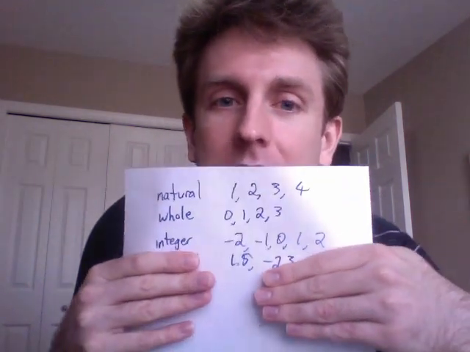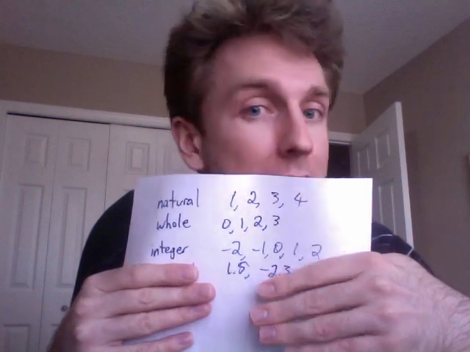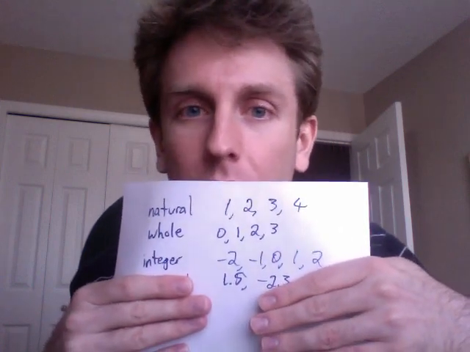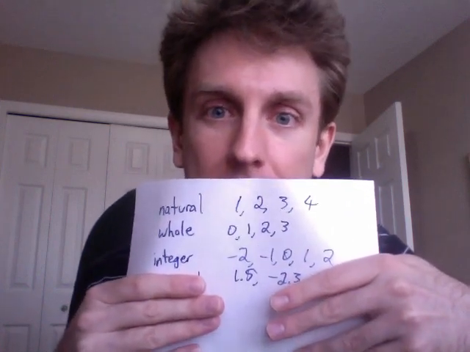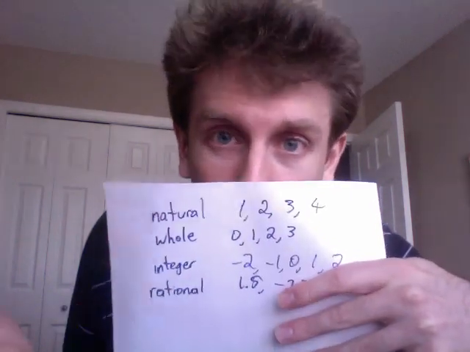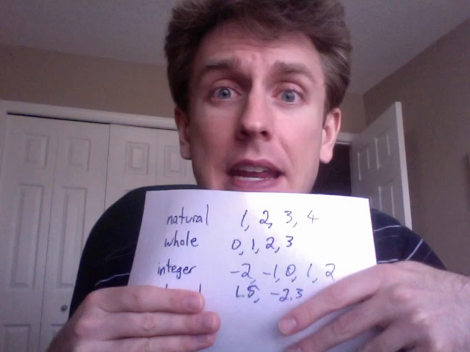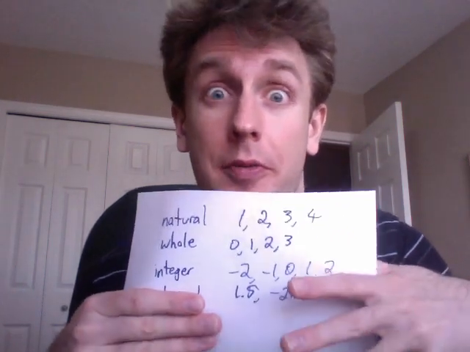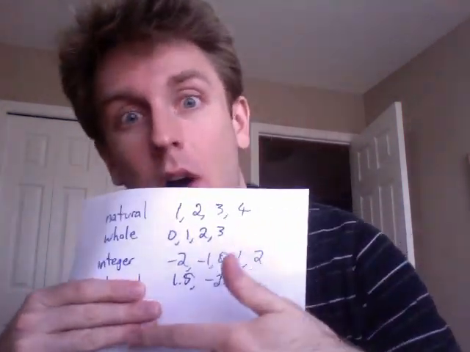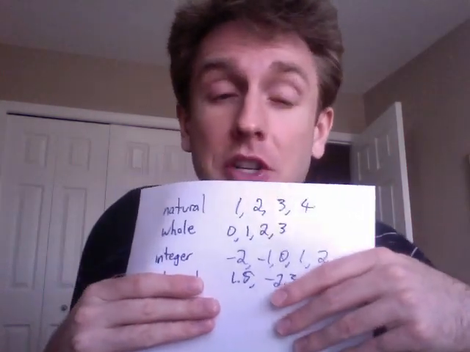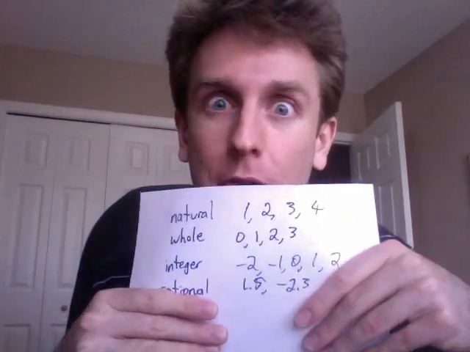But this is where we come to integers. With integers, we include all those natural and whole numbers, but we also go to the negatives. As you can imagine, with all of these kinds of numbers so far, there's an infinite number of these types of numbers because you can go on forever into the positives. With integers as well, though, you can go on forever into the negatives.